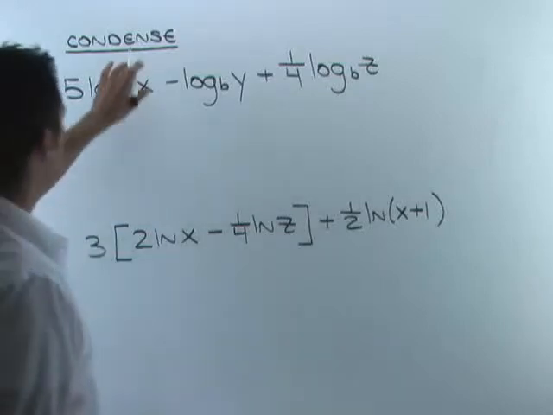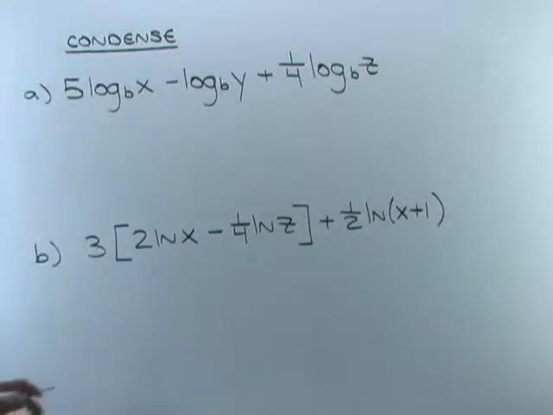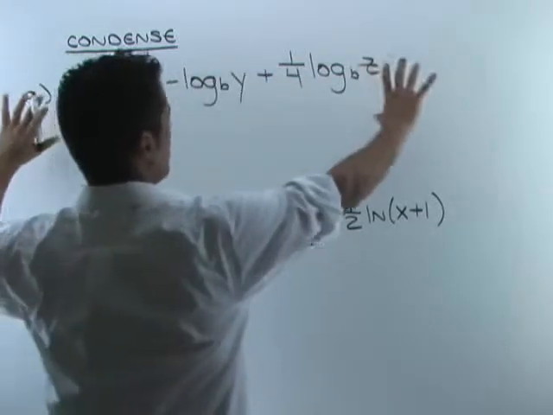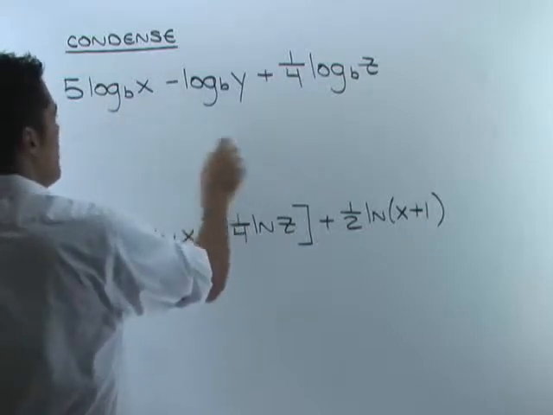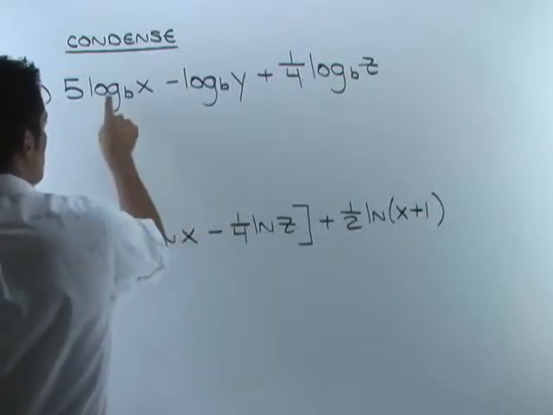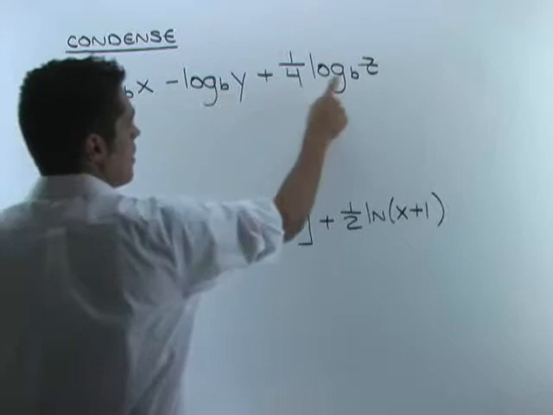All right, here we are trying to condense some log expressions. So here we're given a big string of logs. First thing we want to do if we're going to condense is make sure that all of the logs have the same base. That's the only way we can use the properties. So here it's log base B, log base B, log base B.